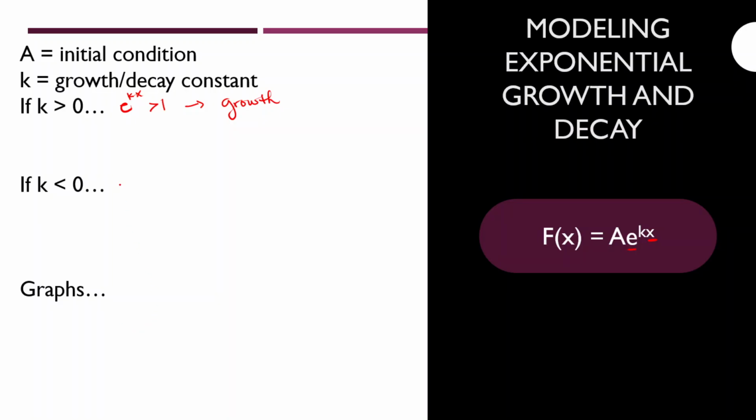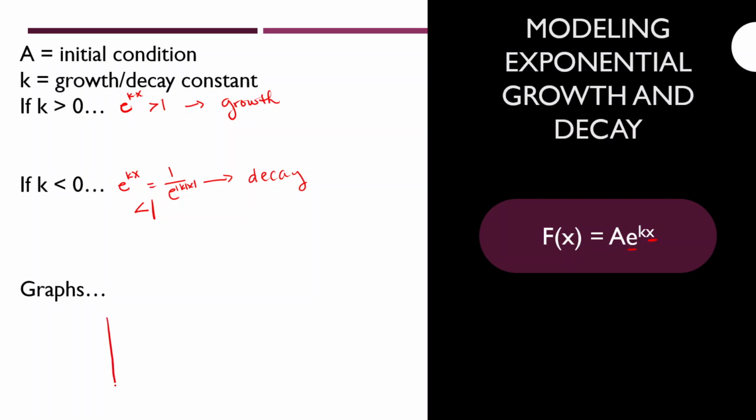If k is less than 0, then e to the kx actually becomes 1 over e to the positive k, right? Negative exponents will flip it over. So that means this is getting smaller and smaller. So this is a decay, because this will be less than 1.